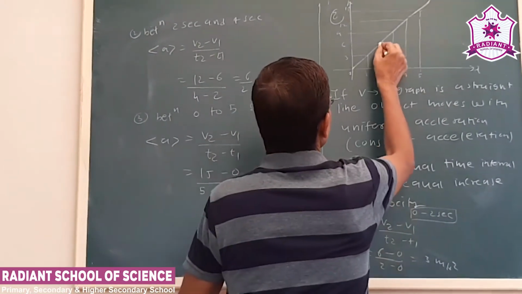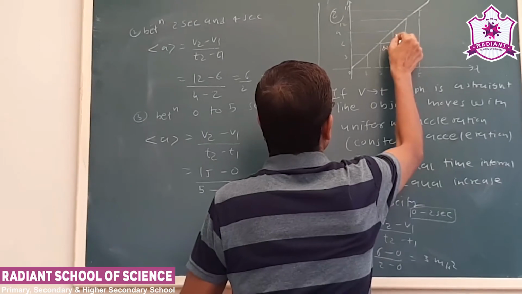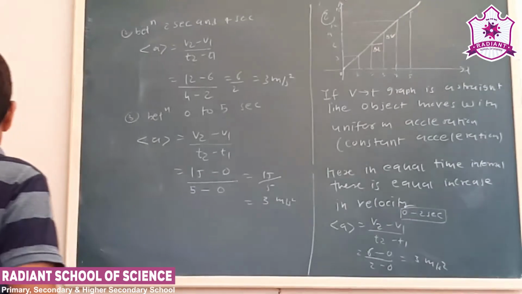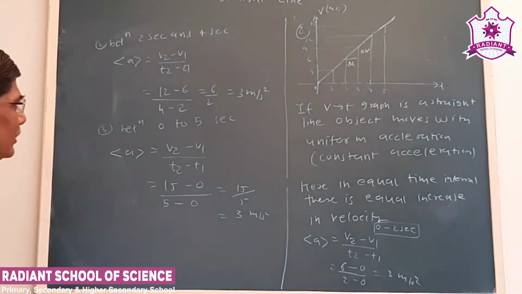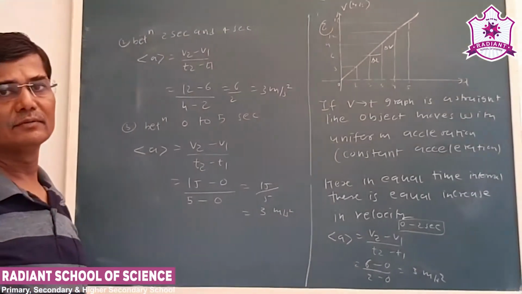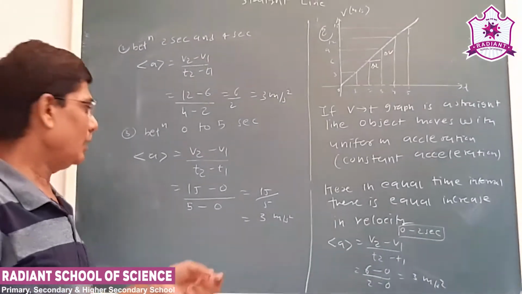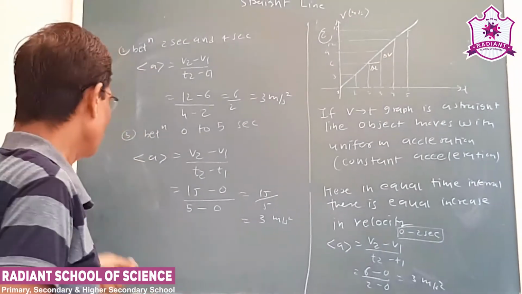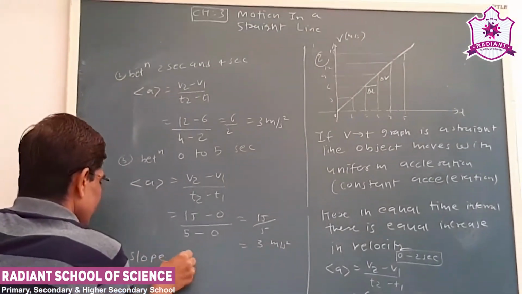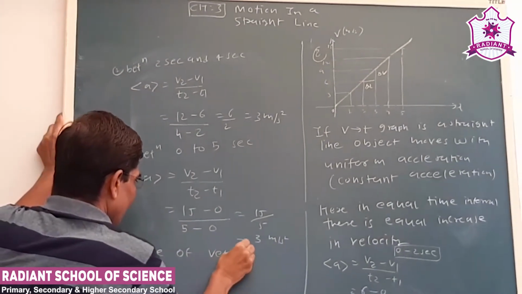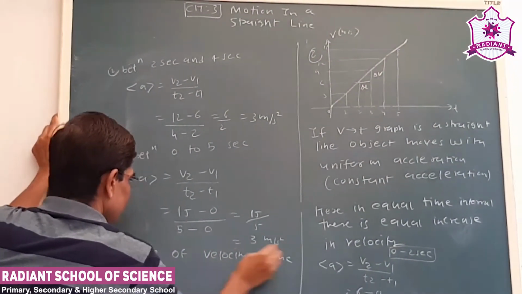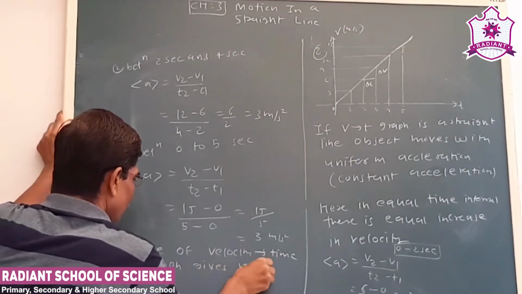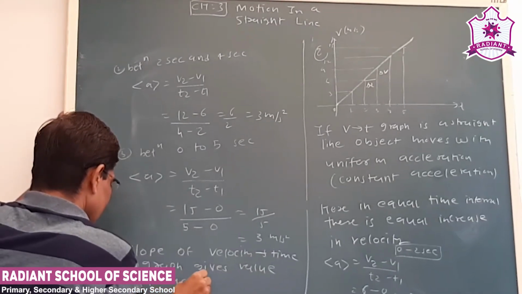Let us say this is delta t and this is delta v. What we have to remember is that this is a straight line. You will study later in mathematics that for a straight line, the slope gives some value. So here, the slope of the velocity versus time graph gives the value of acceleration.